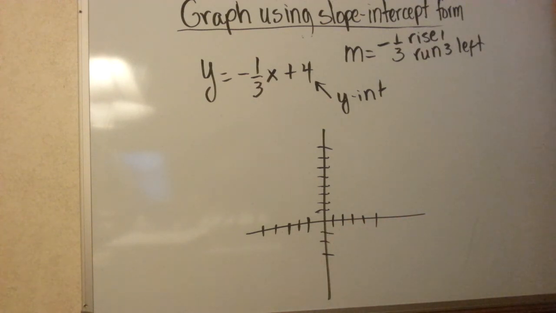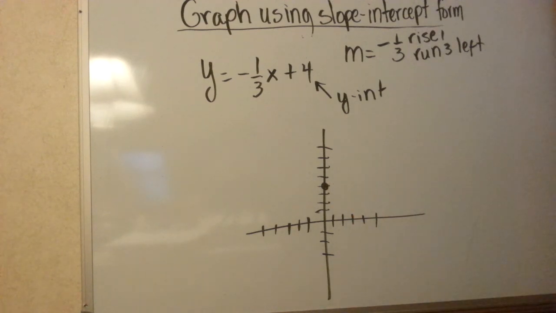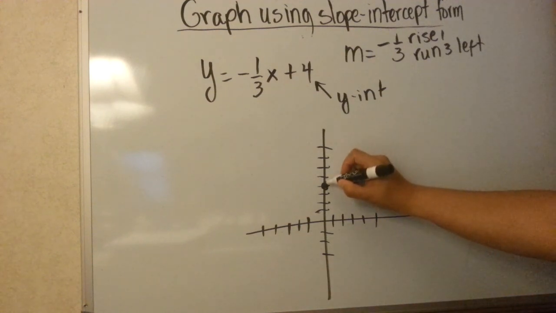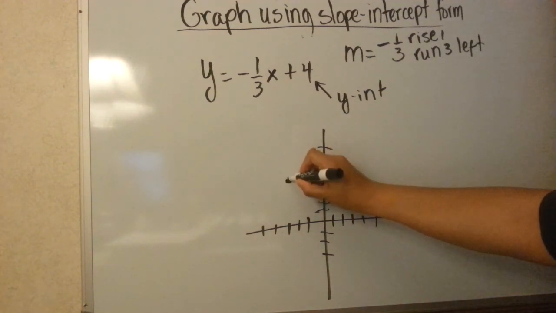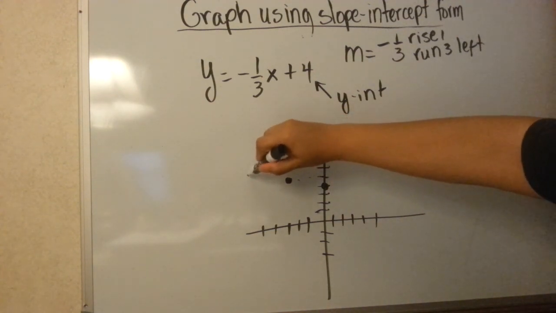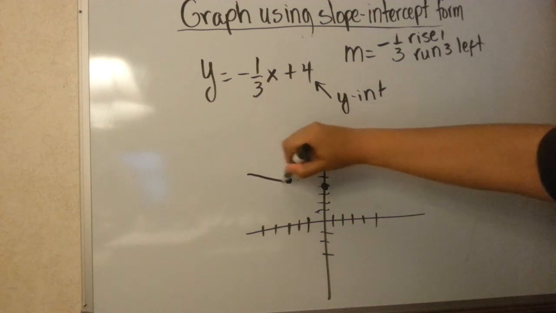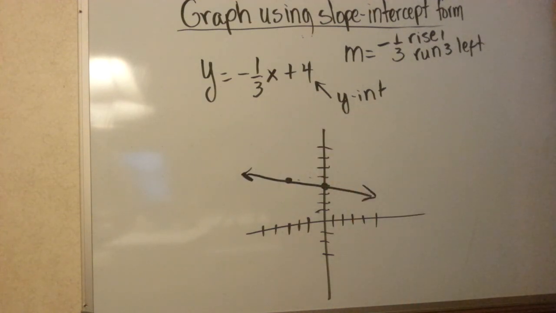Right, so first you plot the y-intercept, so 1, 2, 3, 4. And then you look at the slope. I rise 1 and I run 3 to the left. So rise 1 and then run 3 to the left. 1, 2, 3. And all we really need is 2 points to sketch a line. There you go.